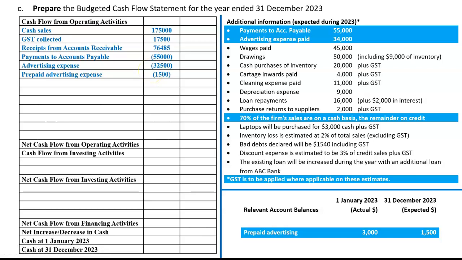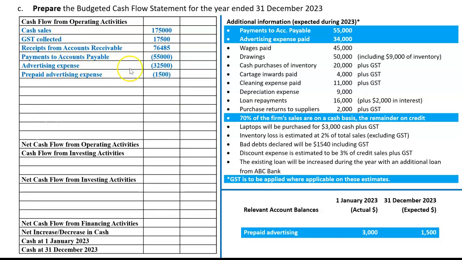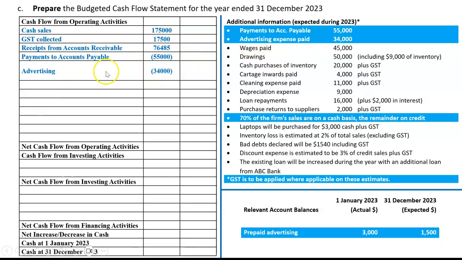Looking at past exams, is this actually acceptable to do this and just write advertising, 34,000? And that's totally acceptable too. The only reason why I might do it this way is just because I might need these numbers later on. But look, it really doesn't matter. If you find it easier to do it this way or just to plonk it in and go, it says here, advertising paid 34, put it in. It's probably much easier right now. It just might make it a little harder for you later on. But let's stick with that one because it's much easier to read.